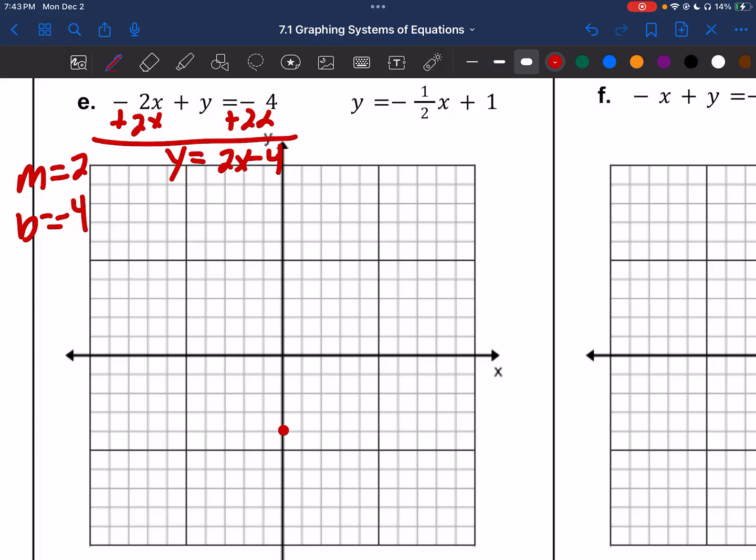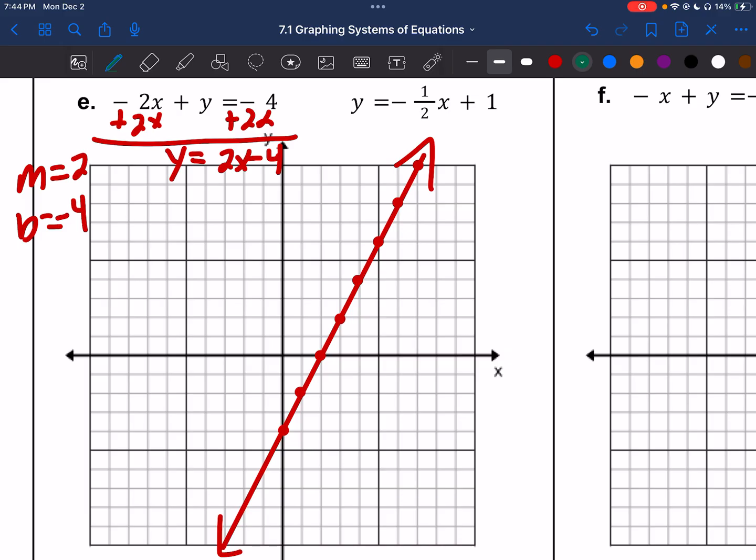And our slope is 2, so we're going up 2 and to the right 1 with each and every step that we take. Up 2, right 1, up 2, right 1. And we have our graph of that line. Arrows at the end, nice and good.